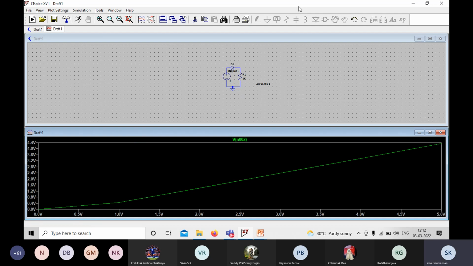Yes, it's fine. All are getting the same graph and circuit diagram. Yes, sir. Now do reverse bias and plot the graph.